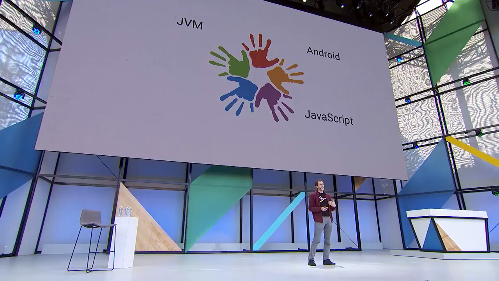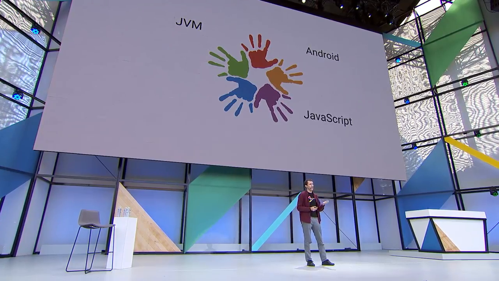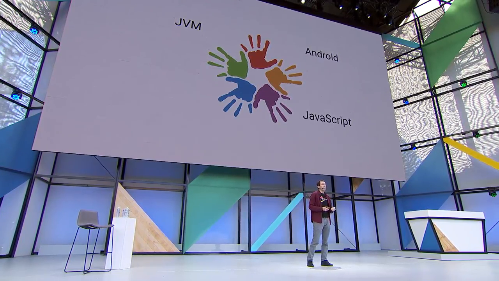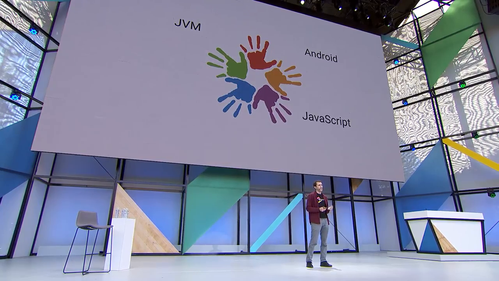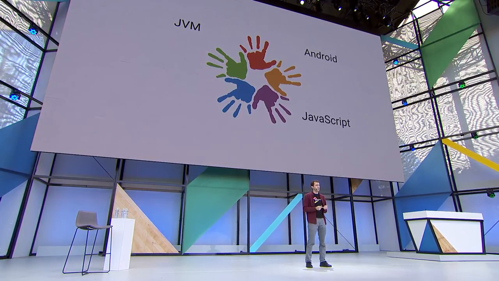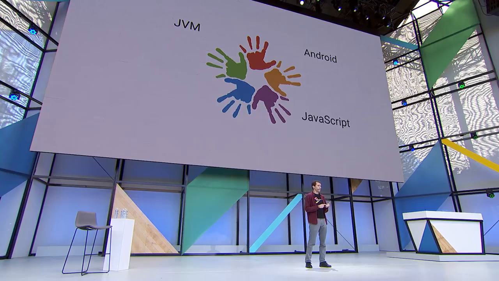Recently, we added JavaScript, which means Kotlin can now compile to JavaScript code and run in the browser or on Node.js. So now we support three major, very popular virtual machines: JVM, Android's Dalvik, and JavaScript VMs.